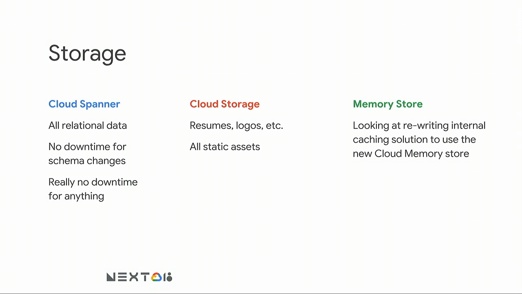All right, storage. I said Cloud Spanner is basically what we're using for all of our relational data. And I'm a little bit fuzzy here, but we actually predate use of Cloud Spanner, so we have something that's almost like Cloud Spanner, but not. But we love it. We have no downtime for our schema changes, really no downtime for anything.